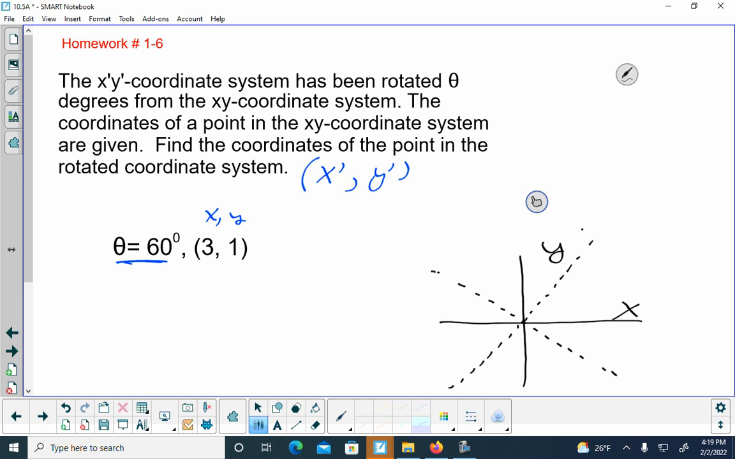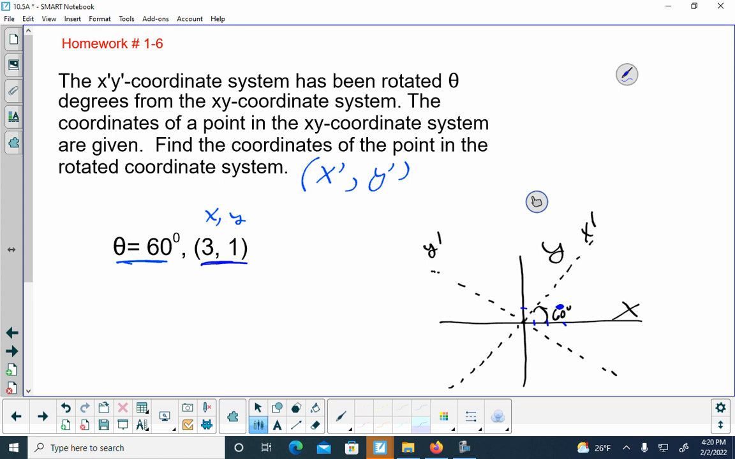So this is going to be my new x-axis, this is going to be my new y-axis, and this is my rotation of 60 degrees. Now I have this point (3, 1). If I were to graph it on XY, I'd go 1, 2, 3, go up 1, and I would plot that point about there. So that would be the point. Now I'm just going to have that sit over there while I do the rest of the work.